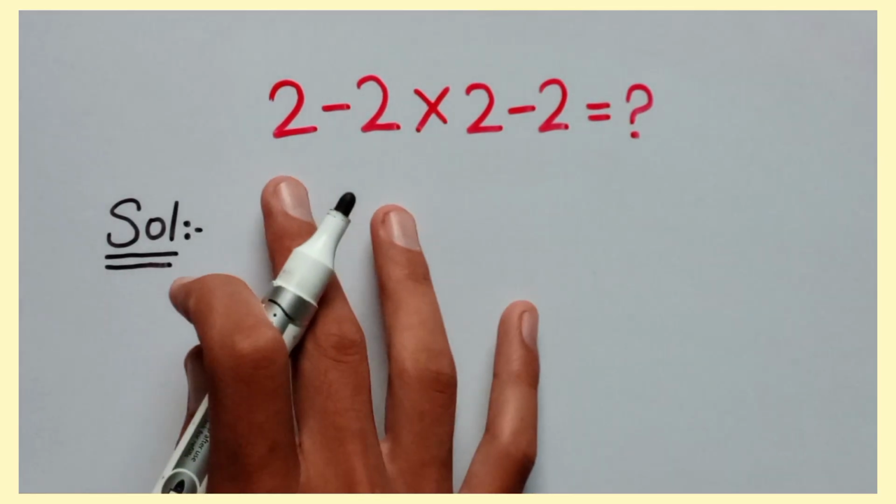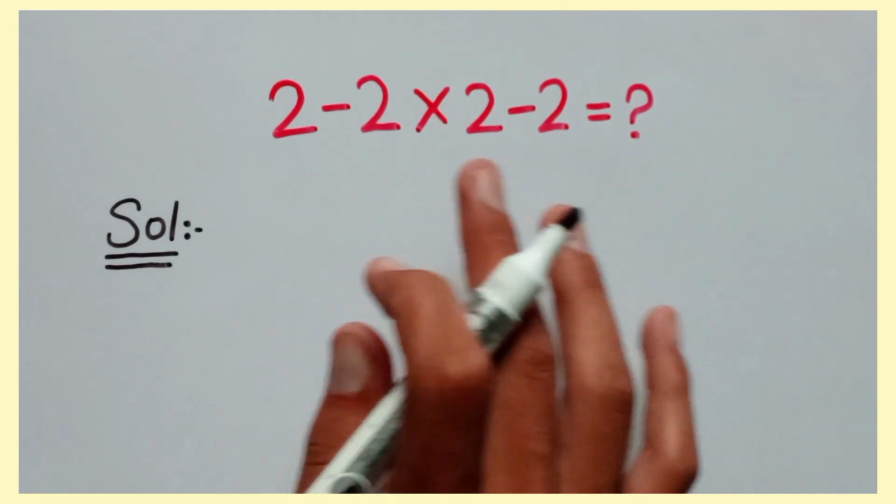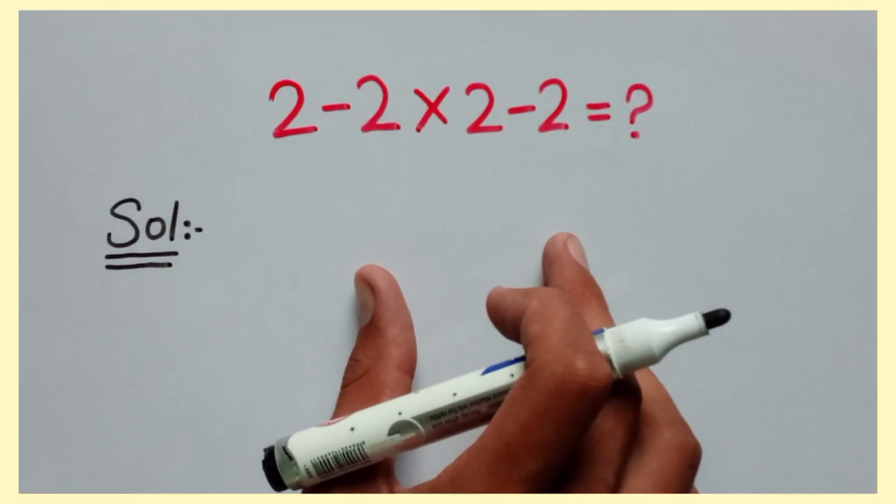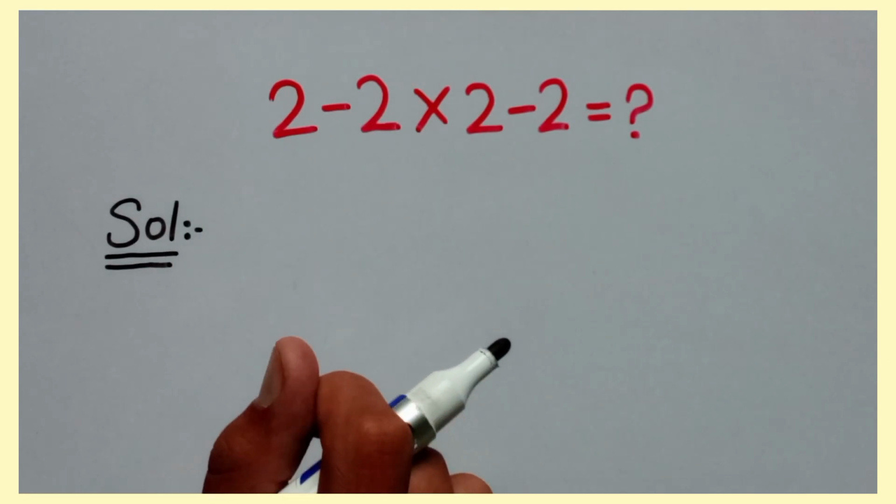In this video we can find the value of this expression, which is 2 minus 2 times 2 minus 2. So how can we find the value of this expression?